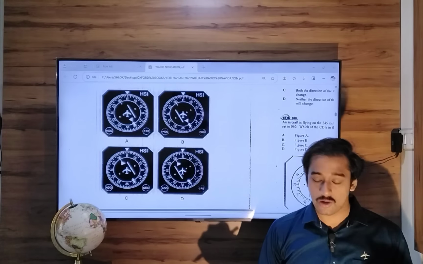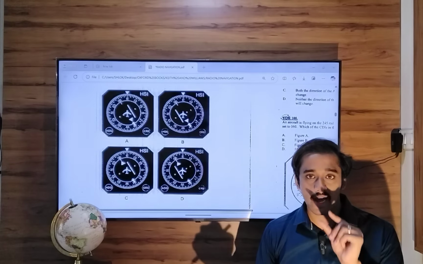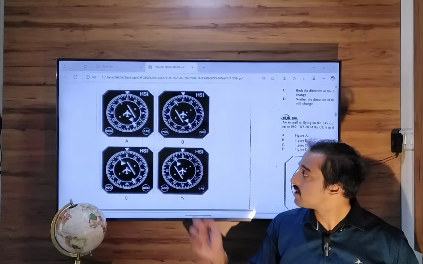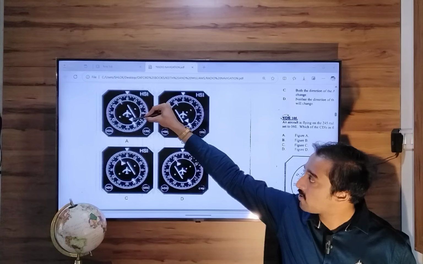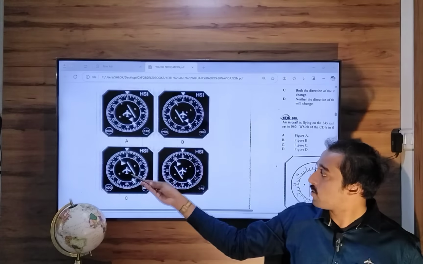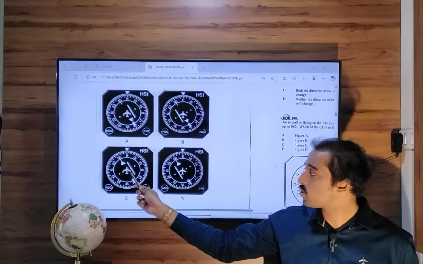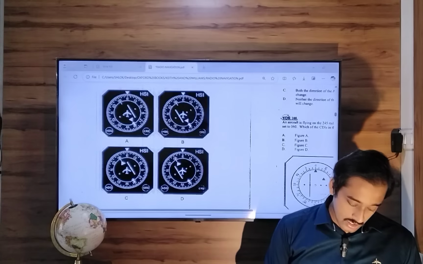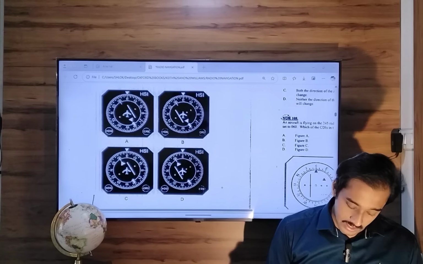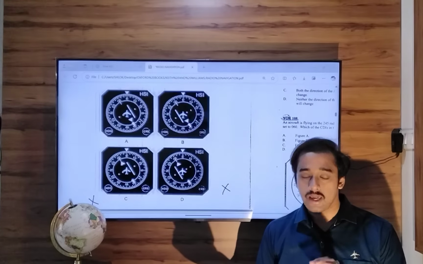The next thing, I told you that we should get a TO indication. For a TO indication, the triangle should be ahead of the aircraft. So here the triangle is ahead of the aircraft. Over here, and over here, the triangle is behind the aircraft. Okay, so these two options are eliminated. Charlie and Delta are eliminated. We are left with option A and option B.